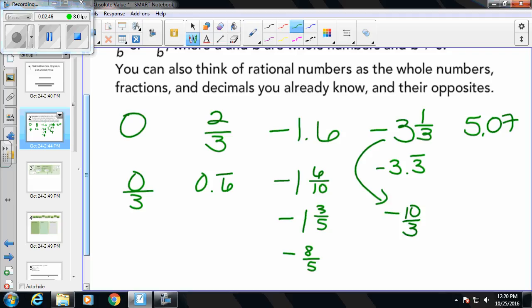And the last one, 5 7/100. That's really the way we would write it as a complex number, or as a mixed number. And so when I convert this, I get 507 over 100. Okay?